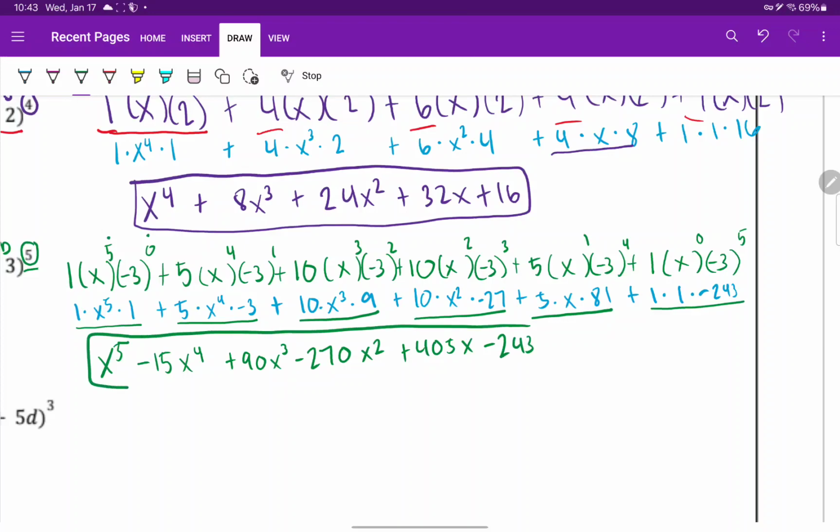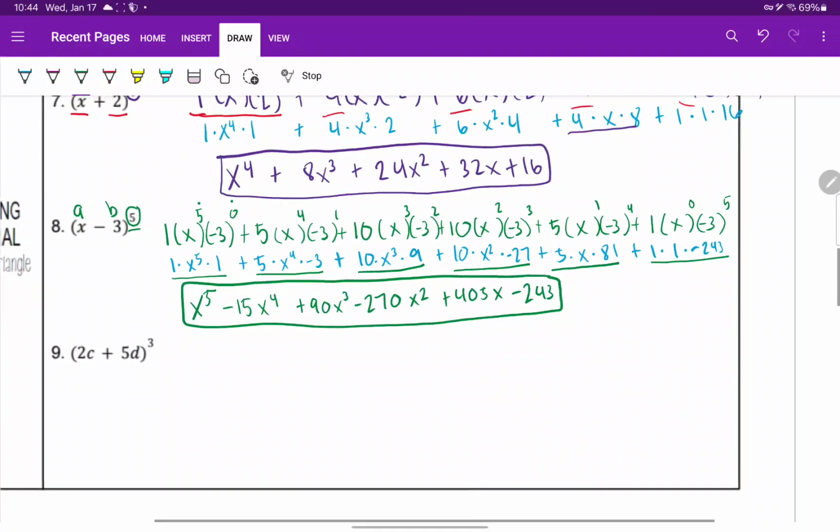So this is my expanded binomial to the 5th power: x to the 5th minus 15x to the 4th plus 90x cubed minus 270x squared plus 405x minus 243.